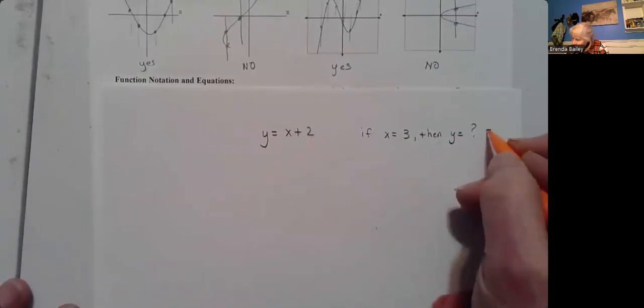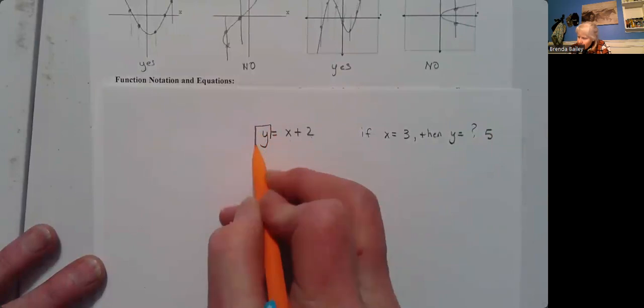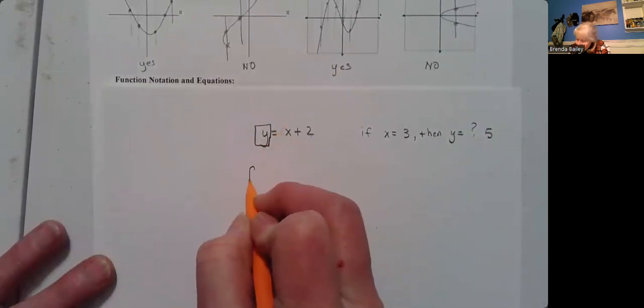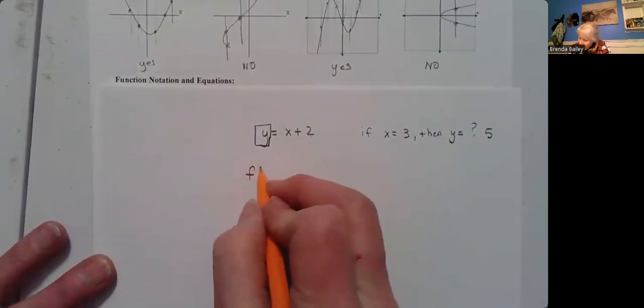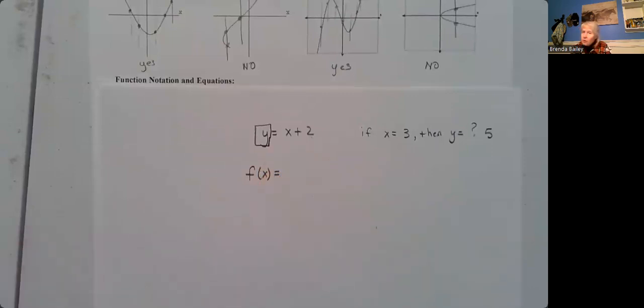So Y is 5. But like I said, function notation is a little cleaner than this and a little bit quicker, even though it's new. So you may not like it at first. And it all deals with this Y right here. We're going to change it. We're not going to write the Y when we do function notation. We're going to change it to, you don't always have to use an F. You could use a G, H, and they will. F of X. Okay. It no longer means F times X. So don't say F times X, because that's not what it means.